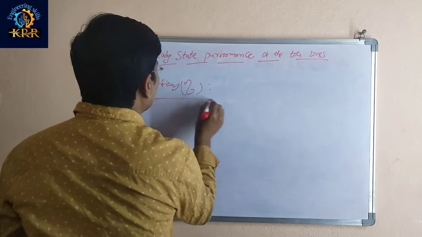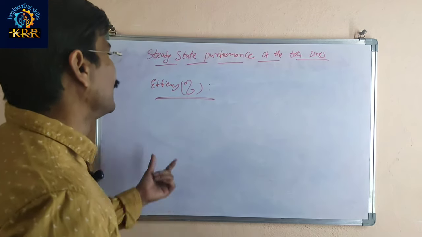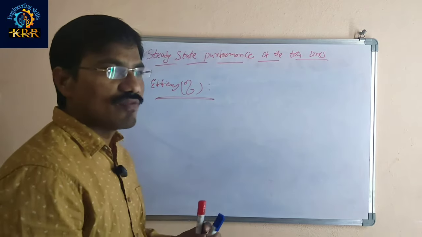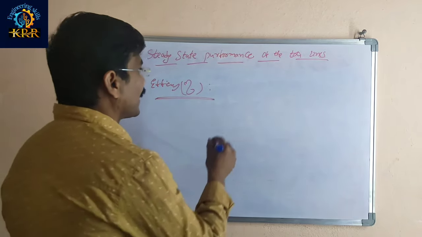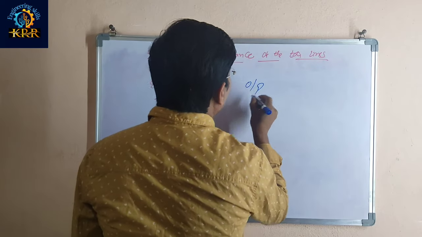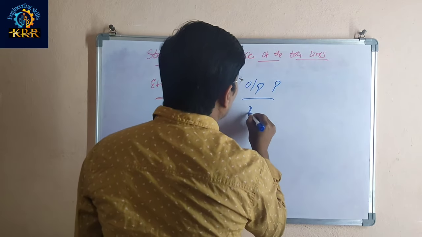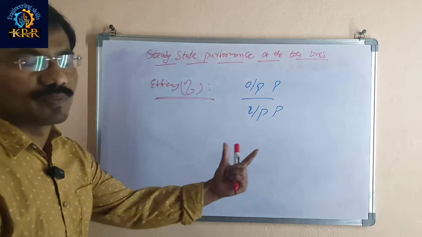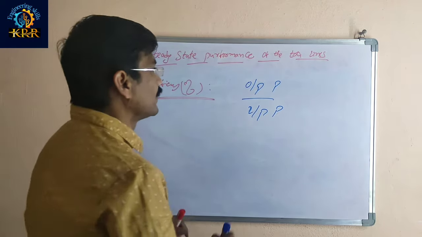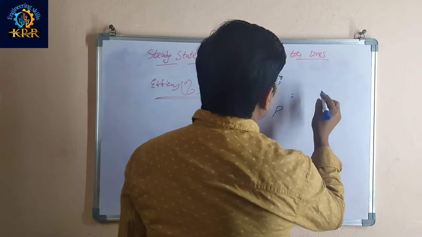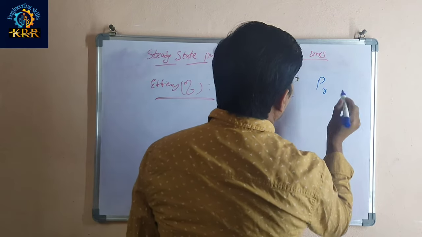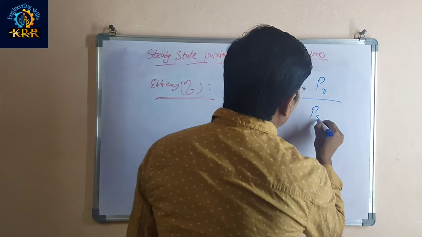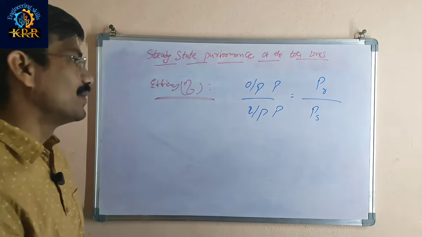First we go for the efficiency. The efficiency is nothing but the ratio of output power to input power. What is the output power? PR. What is the input power? PS.